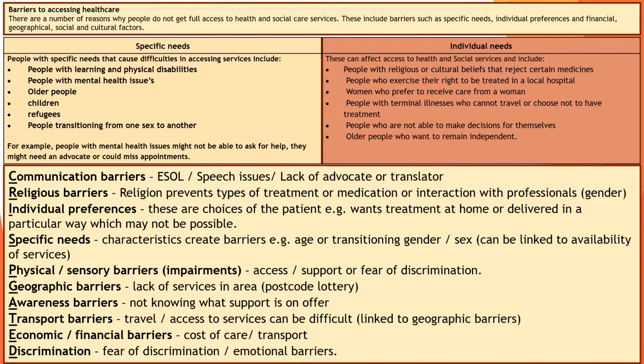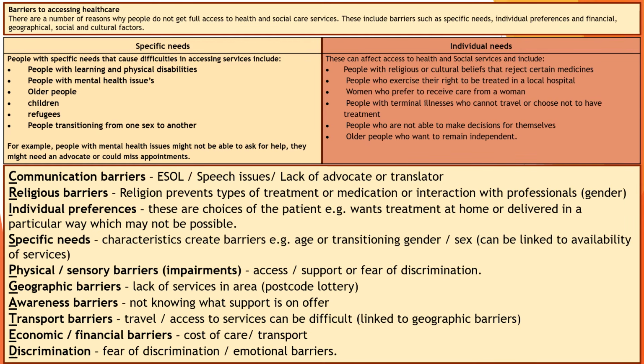Physical barriers and sensory barriers. So this is generally linked with section 2 or section 3 in that exam. So someone with a physical or sensory impairment, and again that links to access arrangements, awareness, maybe fear of discrimination. Geographical barriers is the availability of services in their area, so the postcode lottery effect. Awareness barriers is not knowing what support is on offer. Transport barriers can be linked to geographical, so if you don't have the services in your area, you're going to have to travel, and that can create a barrier.